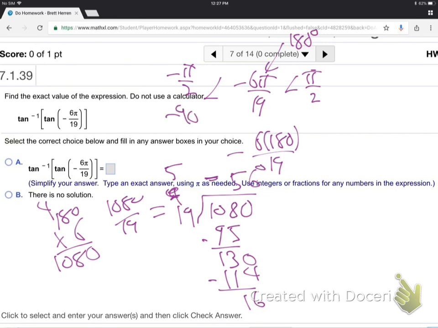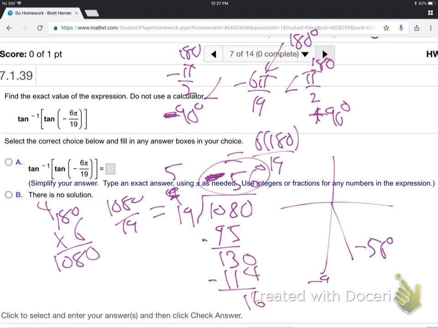So is that between negative 90 degrees and positive 90 degrees? Those are 90s, right? Because 180 over 2. Is negative 56 between negative 90 and positive 90? Yeah. It's in the fourth quadrant. Everybody see that? Negative 56 degrees is about here. It's not all the way to negative 90, and it's not up to positive 90. So it's in the zone. So for tangent inverse, these just cancel. That's our answer. No big deal.